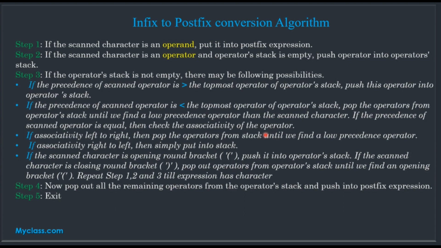The algorithm contains lots of explanations, but it is very easy when we explain it with an example. First, I am just reading this algorithm. So listen. First step is, if the scanned character is an operand, put it into the postfix expression. When we scan from left to right, if it is an operand, we push that into the postfix expression.